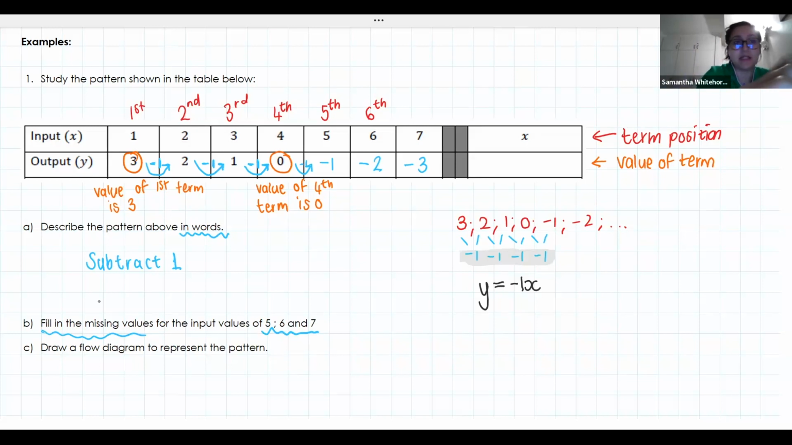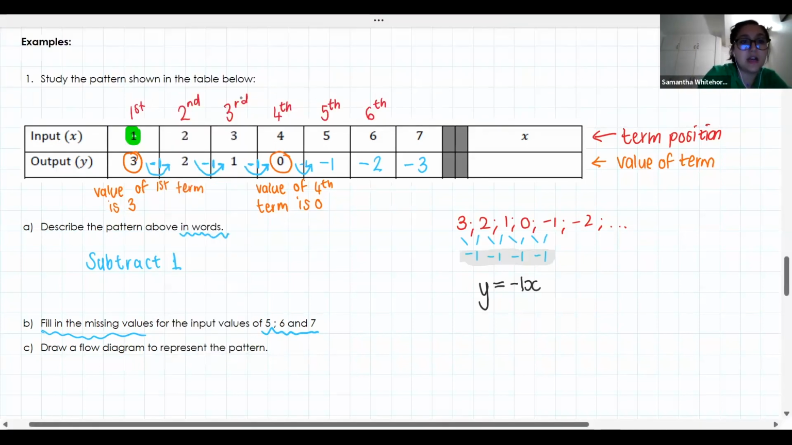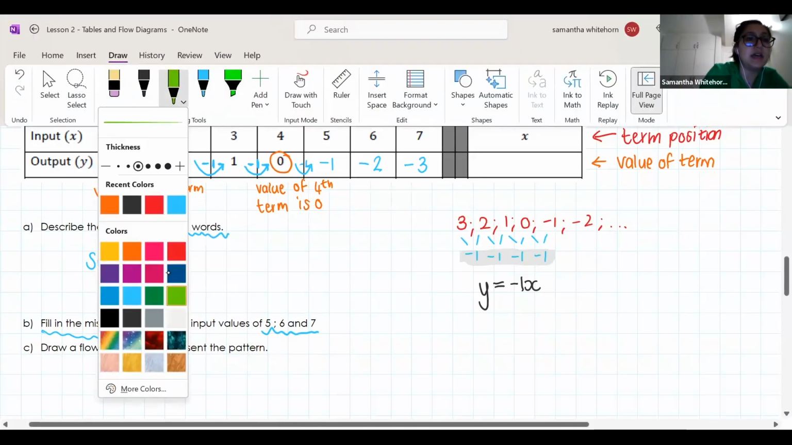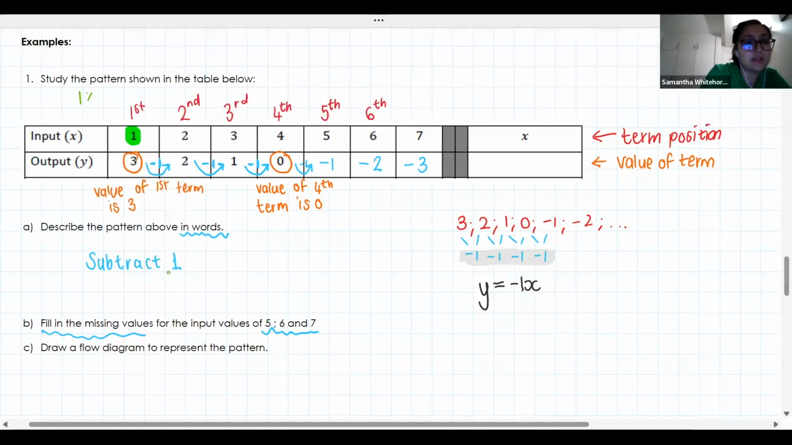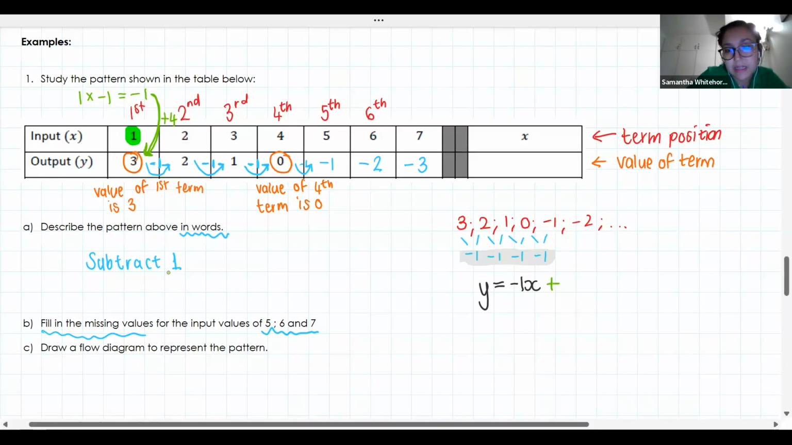So if I now go back to my table and I start with an x value of 1, if I times that by -1, sorry, there's so many colors here. If I say my input value of 1 times -1, I get -1. But my output that I want is 3. So I need to ask myself, how do I get from -1 to 3? What should I add or subtract to -1 to get 3? Well, I know that if I add 4, I'm going to get 3. So let's put that in there and see if this works.